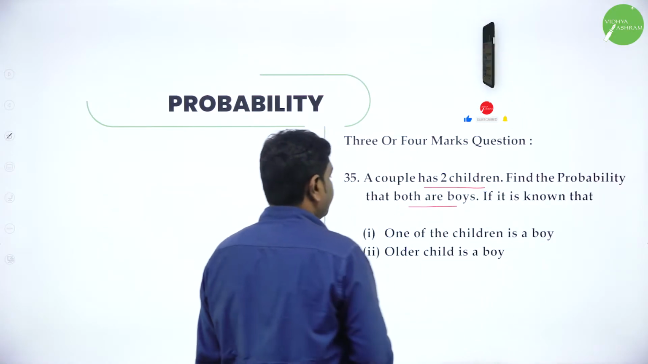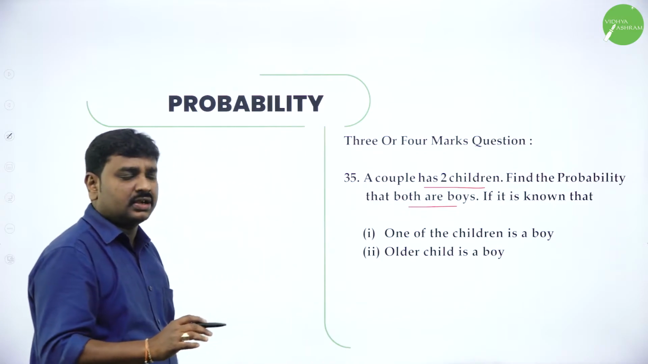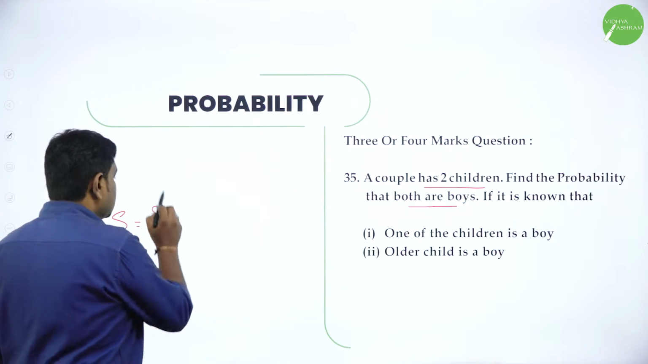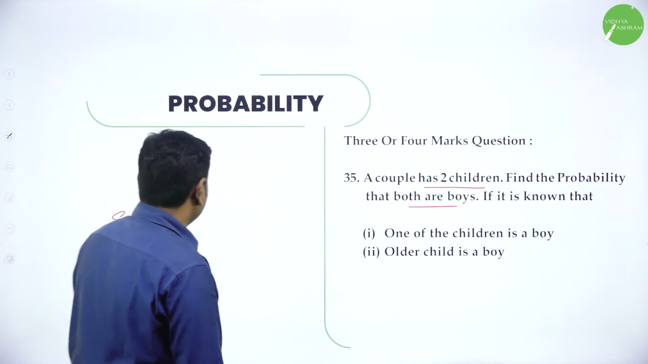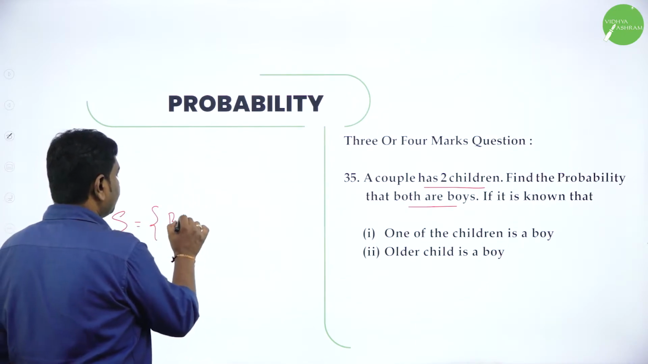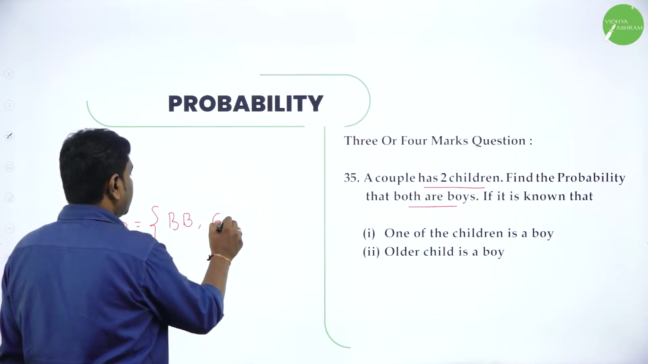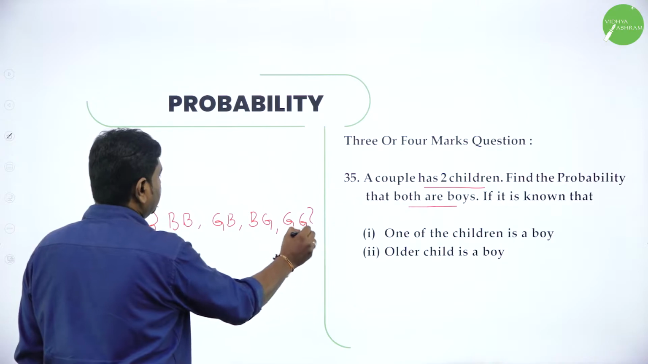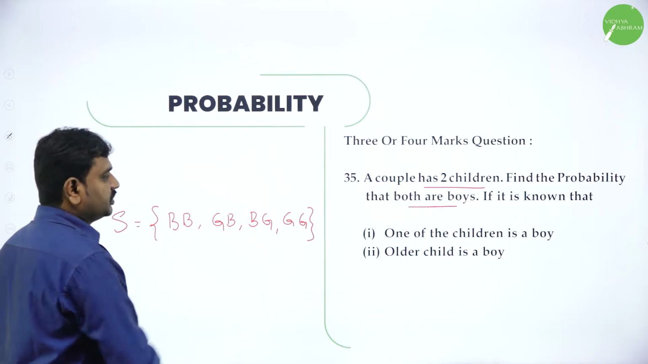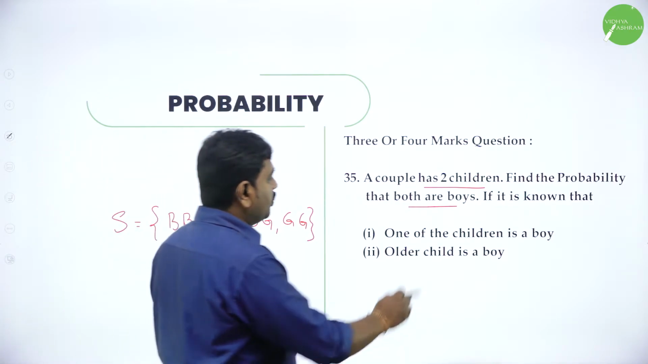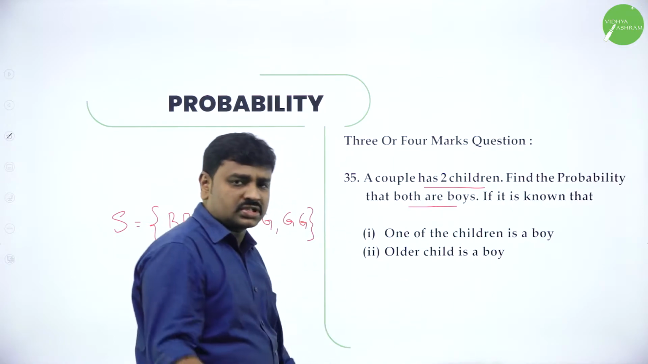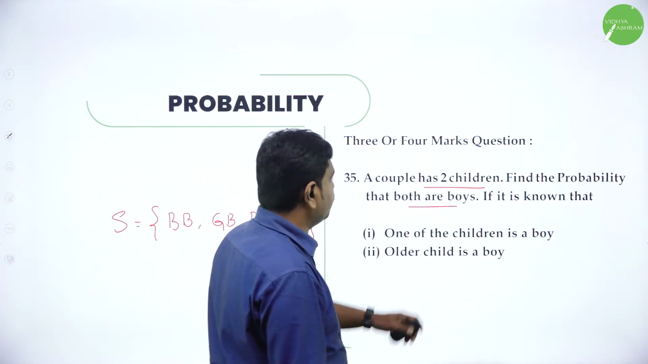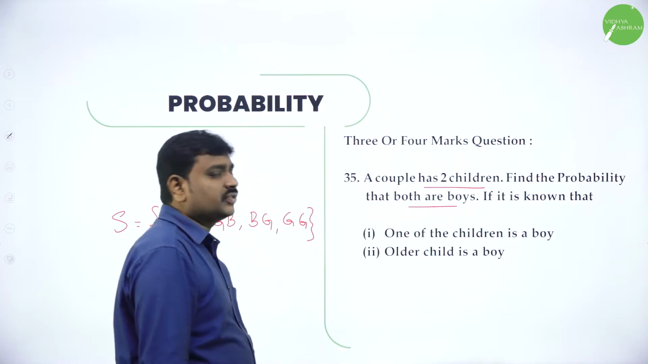Child is a boy. First, for any experiment we'll have sample space. Similarly, so couple has 2 children. 2 children may be both boys or girl boy or boy girl or both girls. These are the possibilities. Now they told, what is the probability that both are boys? It is known that one of the child is boy.